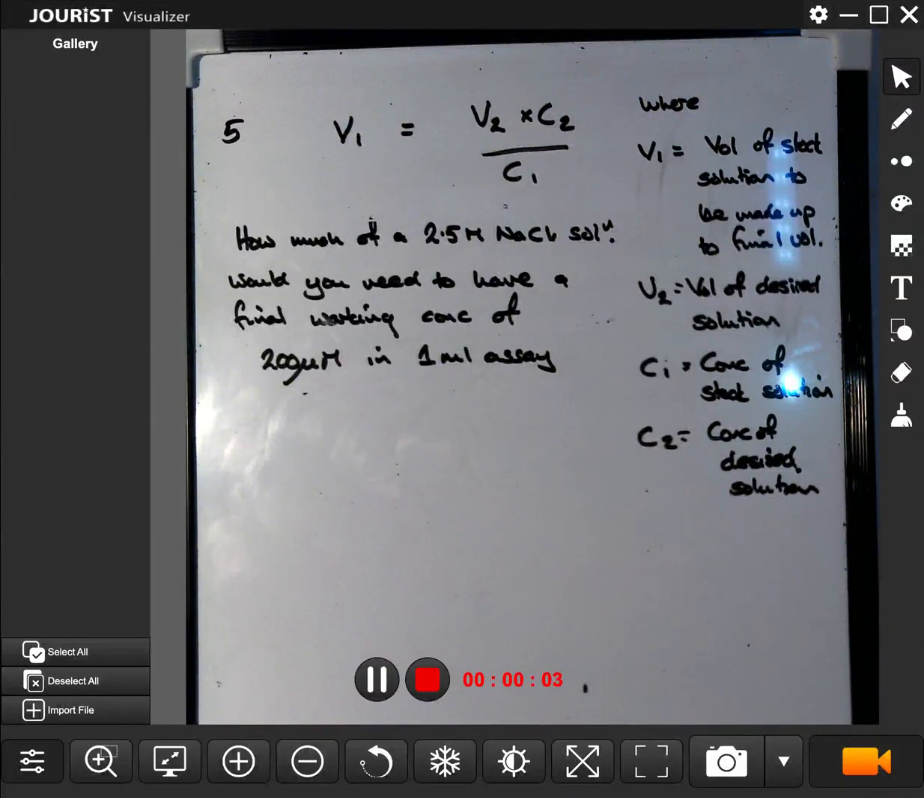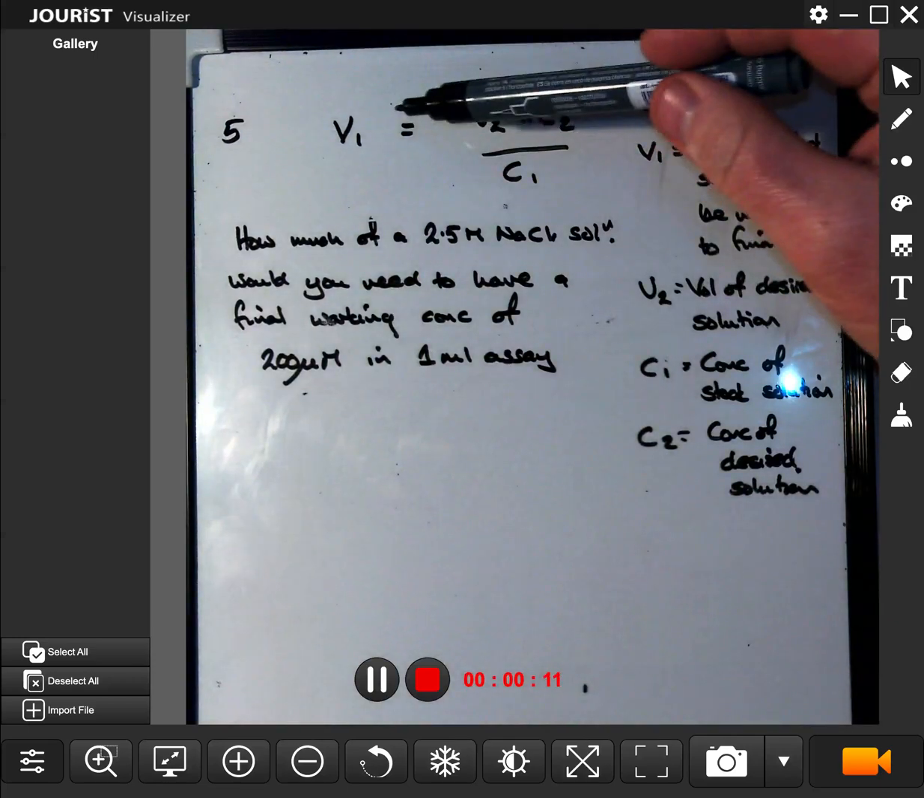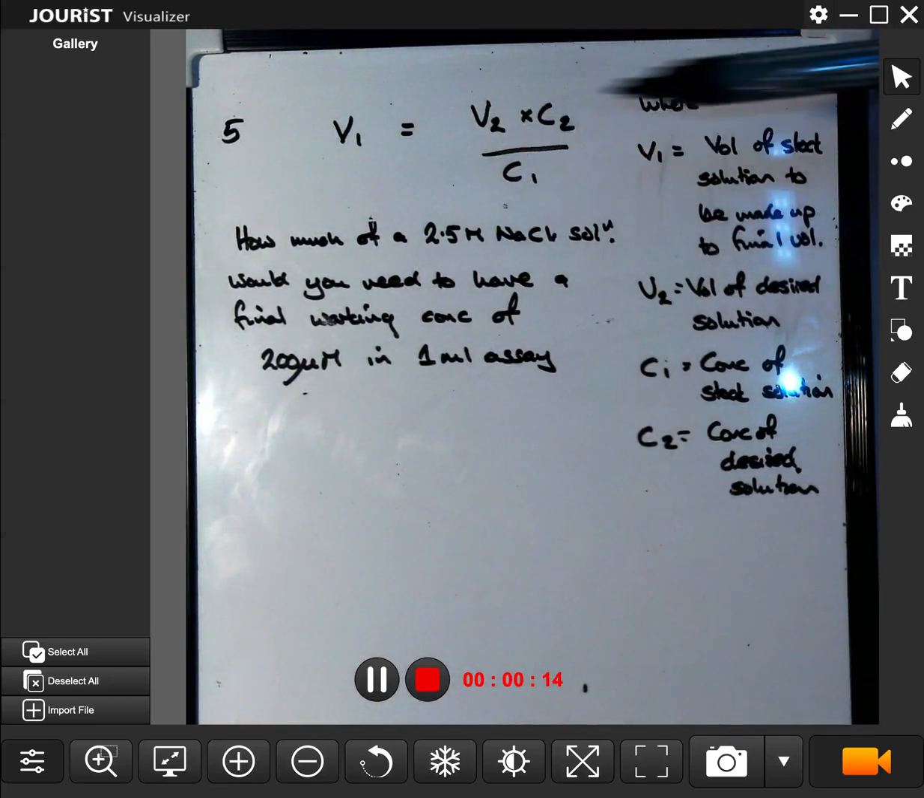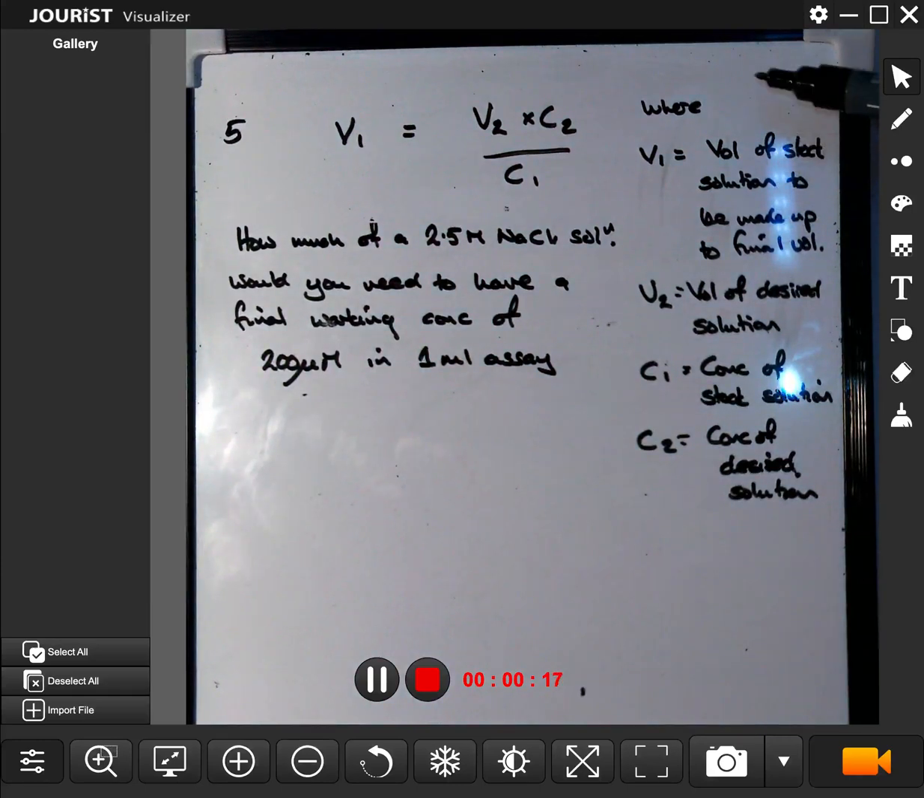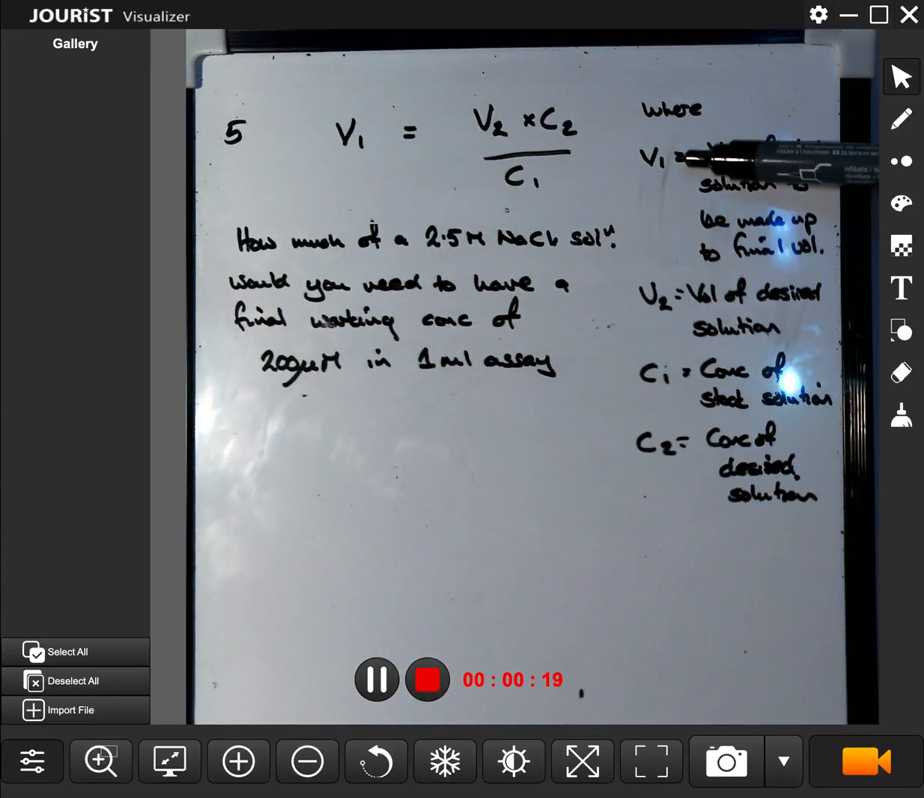Question 5 now, and before we start, first of all write down this equation I'm going to use again and again: V1 equals V2 times C2 over C1. Let's run through what these values mean. V1 is the volume of the stock solution we're going to make up to our desired volume. That's what we're trying to find out. V2 is the volume of our desired solution, how much we want. C1 is the concentration of our stock solution, and C2 is the concentration of our desired solution.